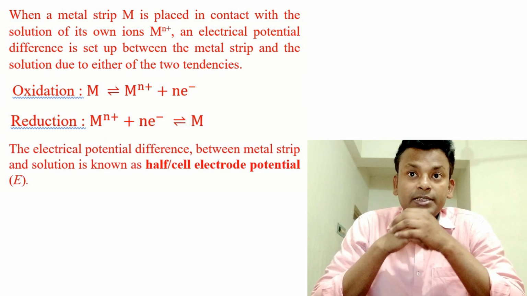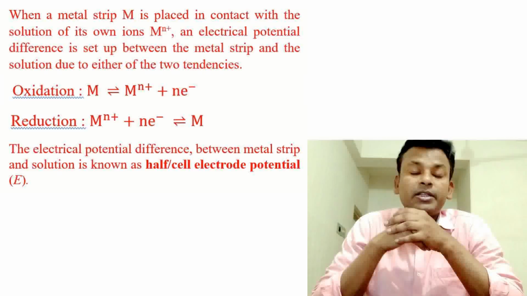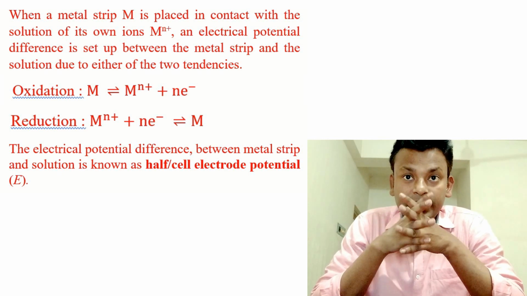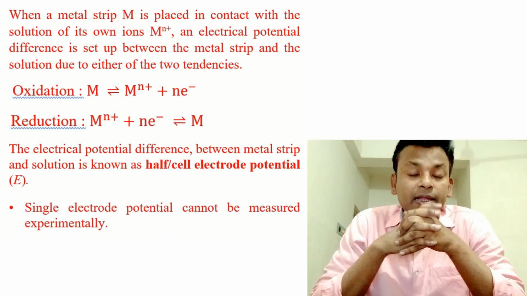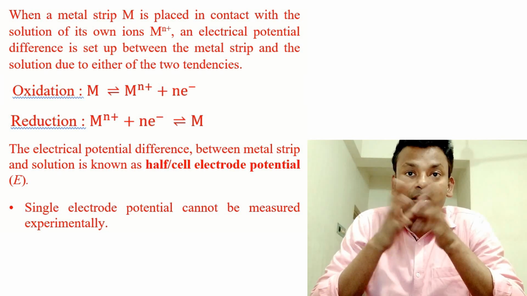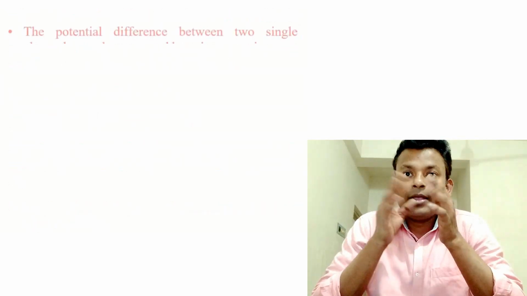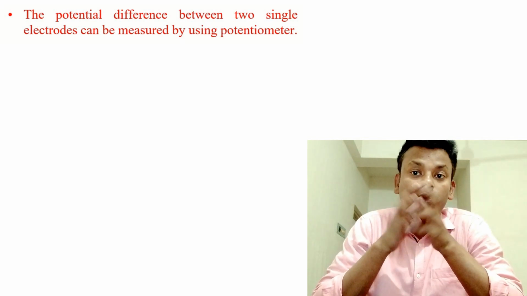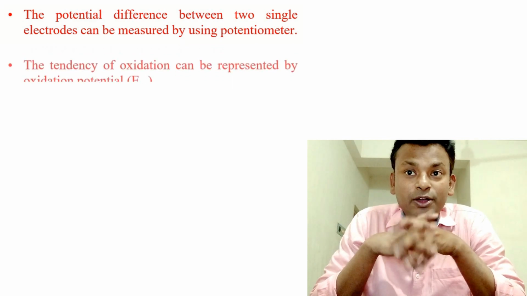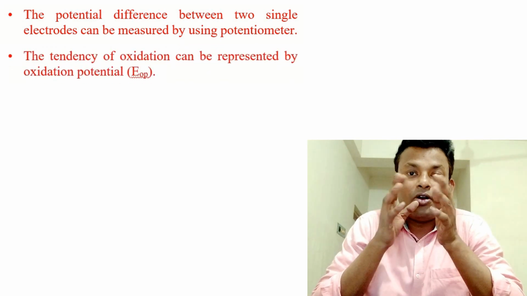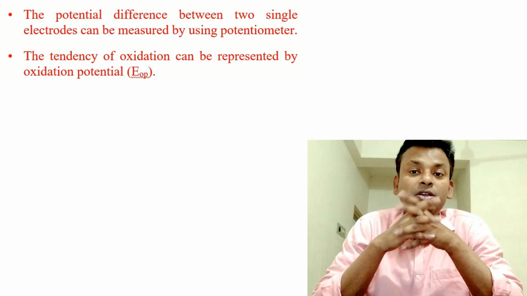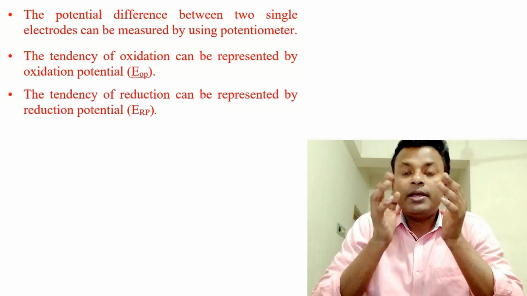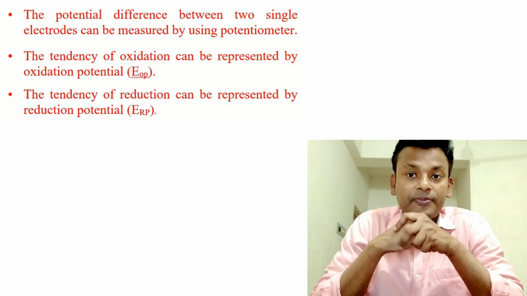The electrical potential difference between the metal strip and the solution is known as half cell electrode potential, that is E. Single electrode potential cannot be measured experimentally. The potential difference between two single electrodes can be measured by using a potentiometer. The tendency of oxidation can be represented by oxidation potential, that is EOP, and the tendency of reduction can be represented by reduction potential, that is ERP.